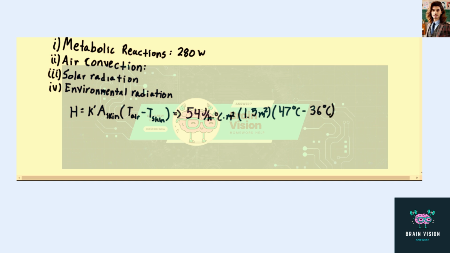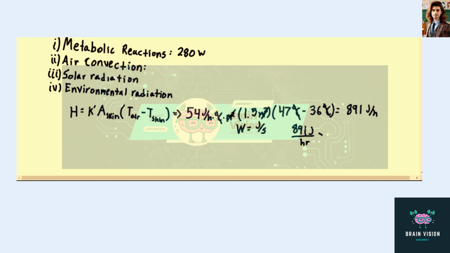Performing our calculations, we can cancel out the meters squared and the degrees Celsius from our problem to get our answer in joules per hour. And the heat from air convection turns out to be 891 joules per hour. Now our problem wants all these values in watts. Watts is a measure of joules per second. So we're going to need to convert that 891 joules per hour into joules per second.